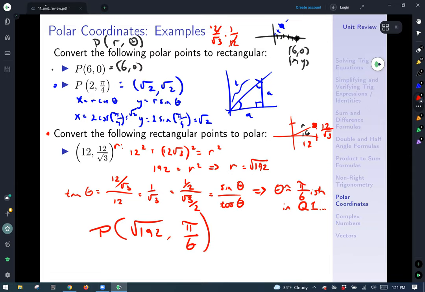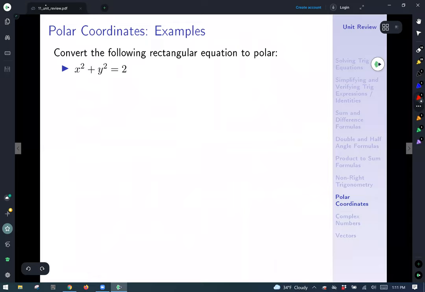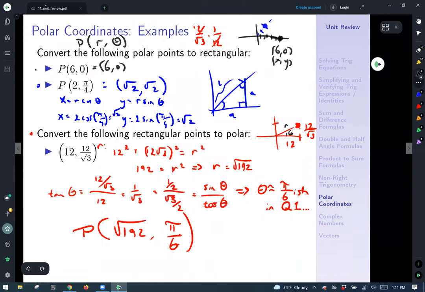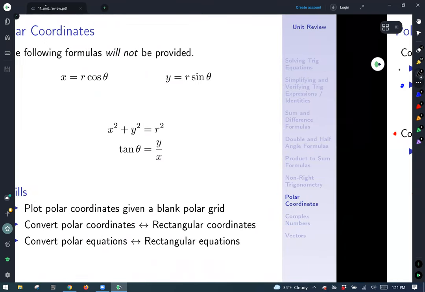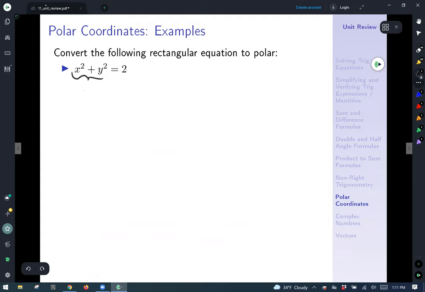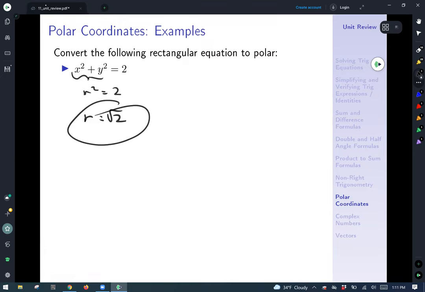All right, next. Convert the following equation from rectangular to polar. Well, here's where that summary page is going to come in handy. X squared plus y squared is r squared. So we can directly just say, all right, cool, this is r squared equals 2. This is r equals the square root of 2 in polar. It's a circle of radius square root of 2, and that's what it is in both formats.